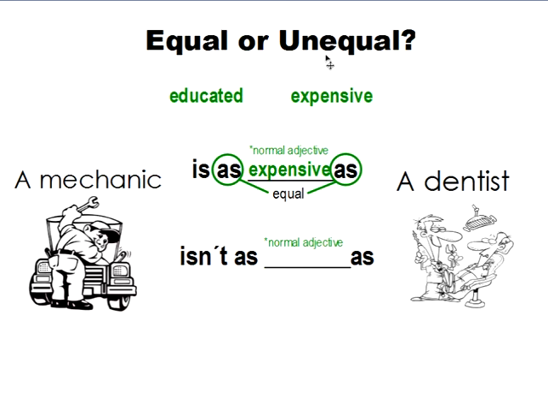Now, if I think something is unequal, for example, educated, right? I think a dentist definitely is more educated than a mechanic. So I'm going to use the negative. I'm going to say a mechanic isn't as educated as a dentist. So notice when I'm using the negative isn't, and I'm still using as and as, but now it's saying that they are unequal. So this says that the dentist is more educated. So that's when I want to say if things are equal or unequal with my adjective, I use as and as, or maybe isn't as, and again as, and also the normal adjective. Good.